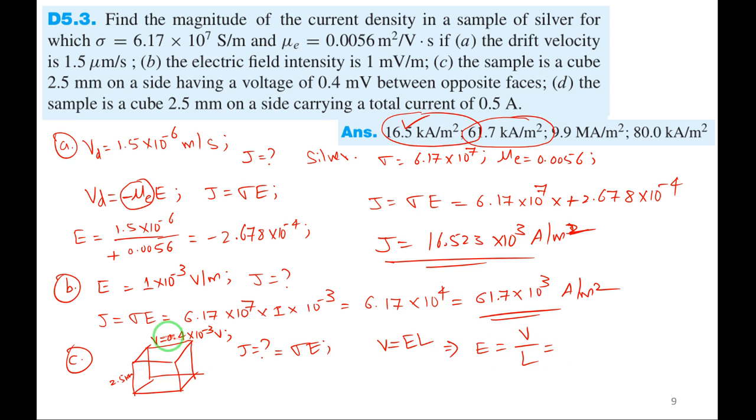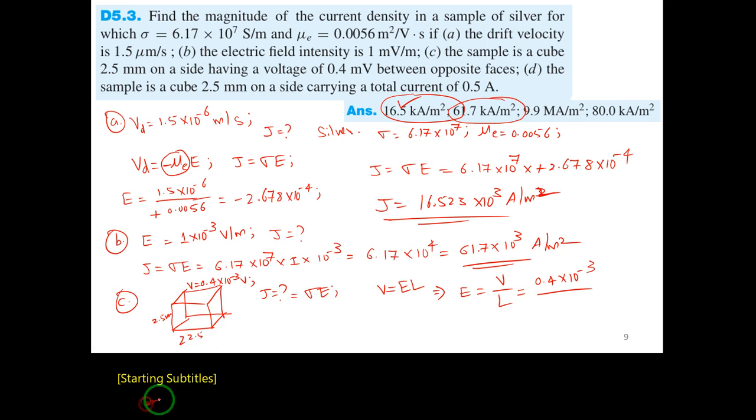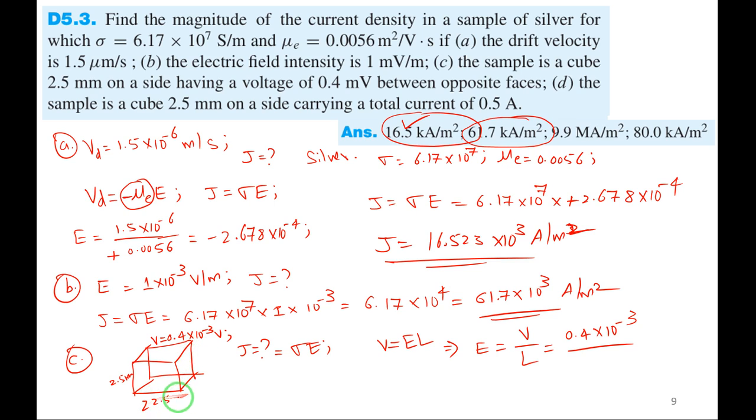The potential difference between two phases, let me consider this phase and this phase, is 0.4 into 10 power minus 3. What is the length between the two phases? It is 2.5 mm. So 2.5 mm, milli means 10 power minus 3, so that 10 power minus 3 will get cancelled.